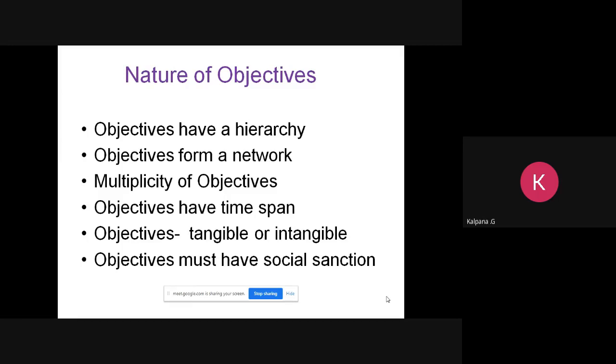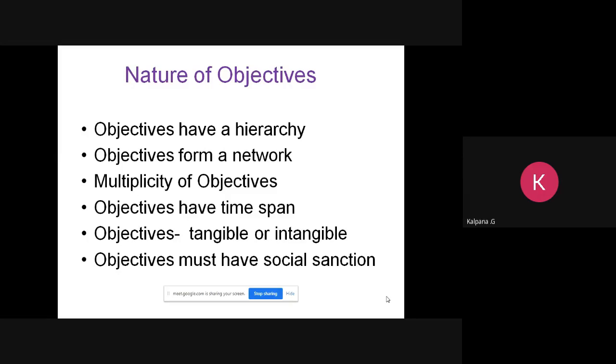All these should be correlated in order to achieve the goal. So they form a network. Then we have multiplicity of objectives, because we are going to have different objectives for different departments. So all these work together. So these are multiple objectives.